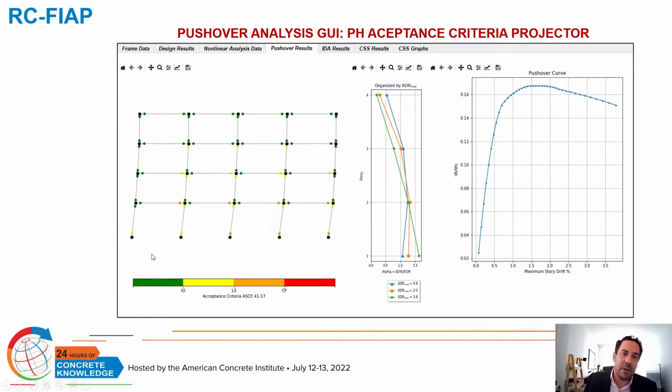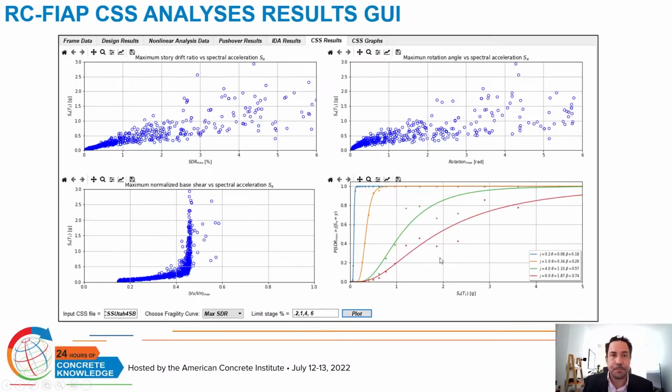We can observe here the deformed shape of the frame after the analysis is performed, and at the beam and column ends we have the limit state per ASCE 41 where the structural elements are at. Also here we have the location of the maximum deformation along the height of the structure for different drift ratios, which allows the user to understand if there is going to be localization or not.